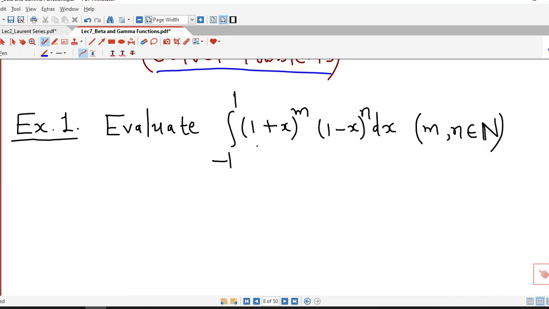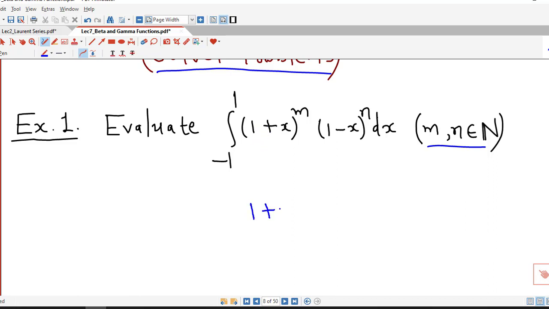Evaluate the integral of (1 plus x) raised to m times (1 minus x) raised to n, from minus 1 to 1. Here m and n are natural numbers. So we have to convert this integral in terms of either beta or gamma function. For that we have to change the original variable, which is x. So we have to consider a proper substitution.